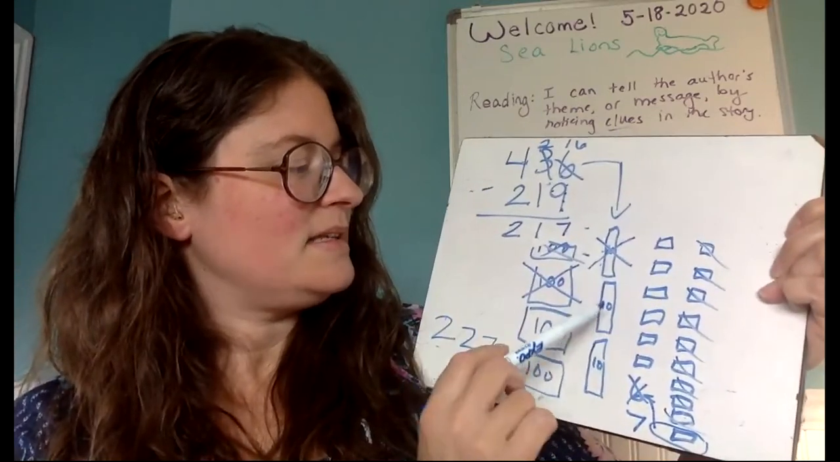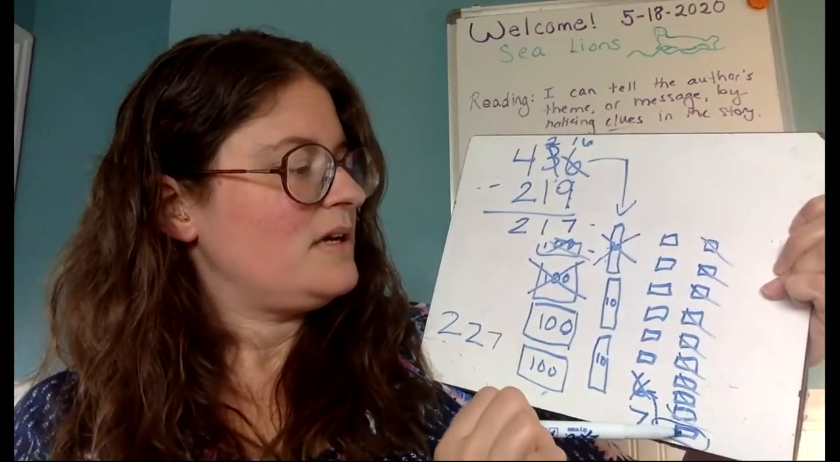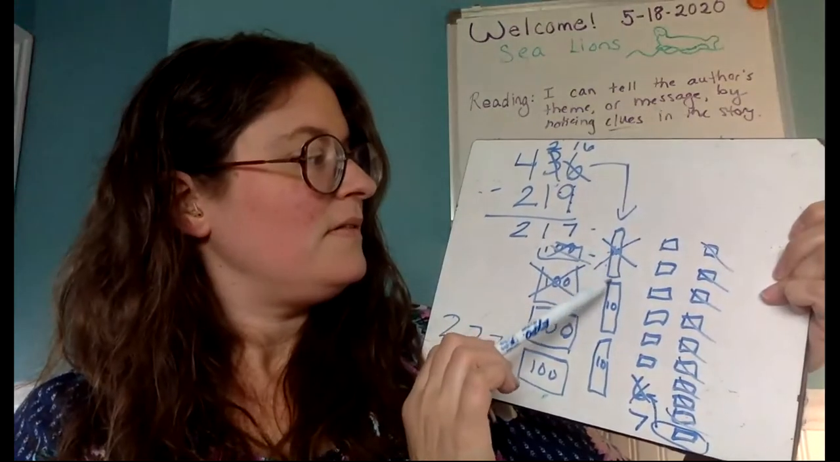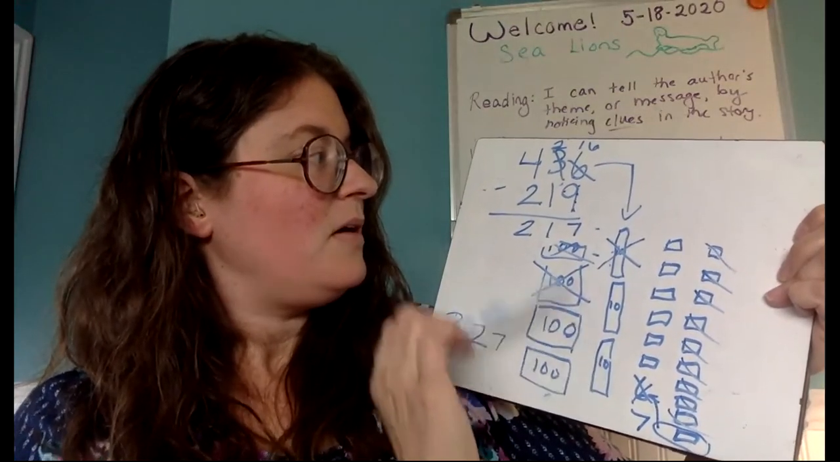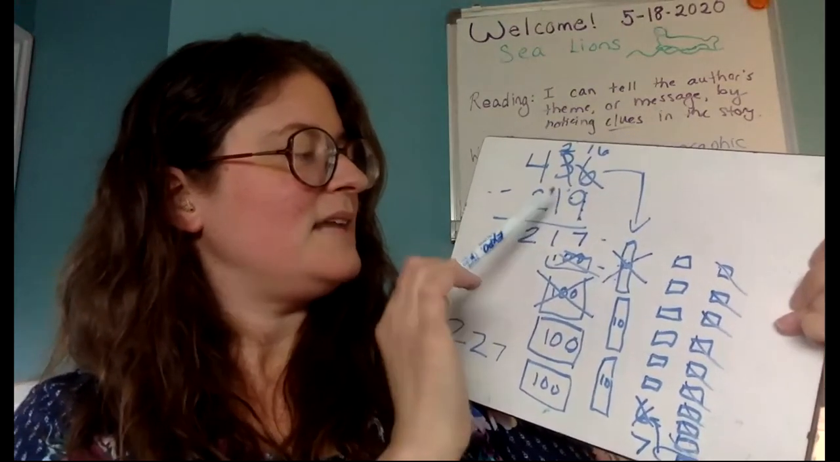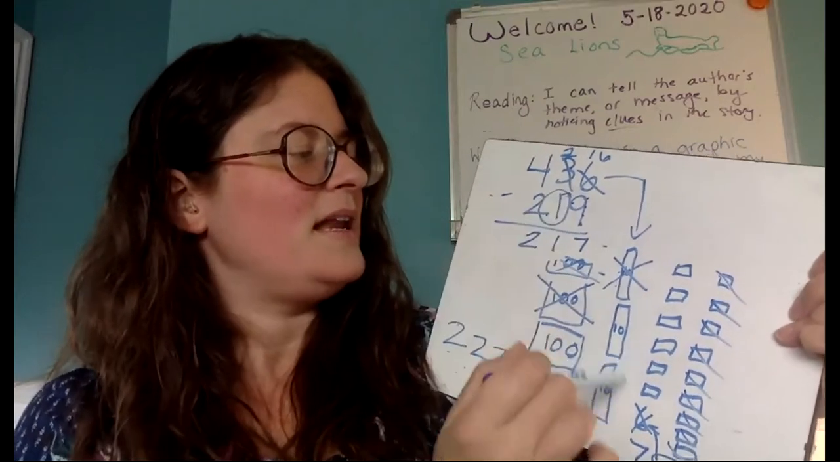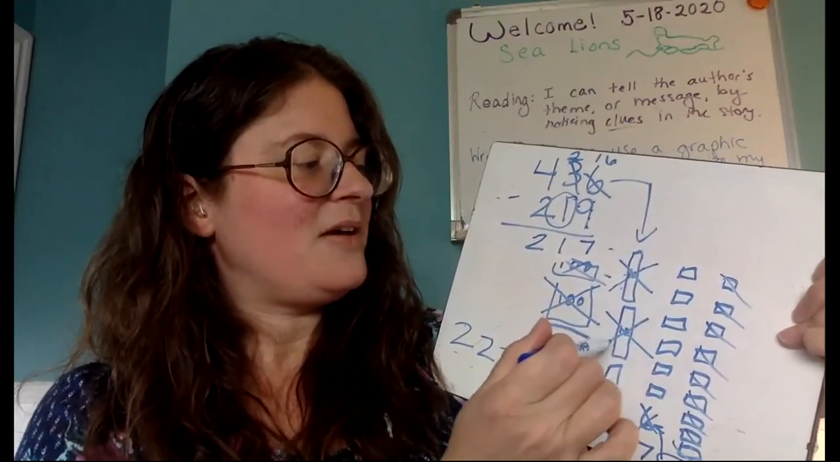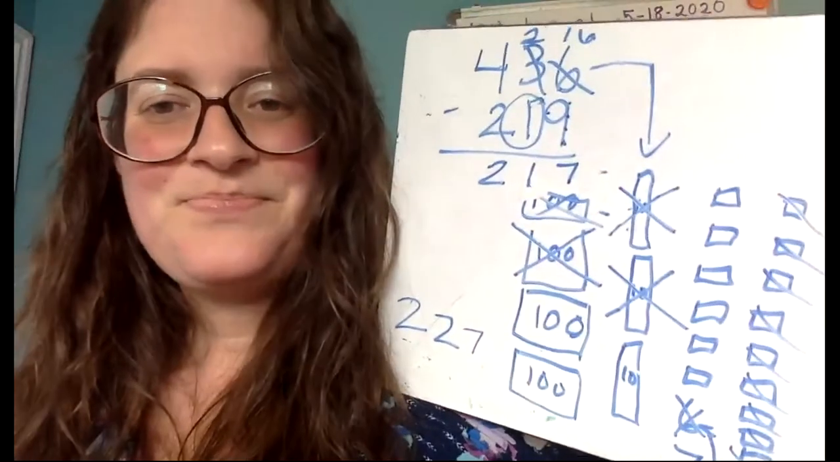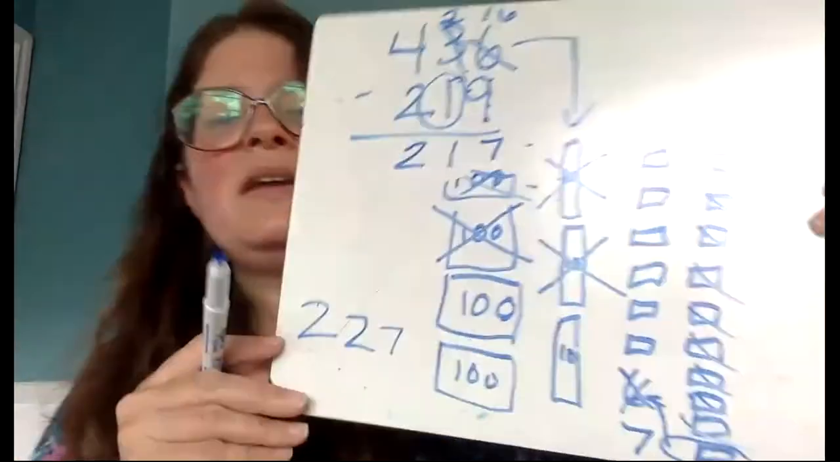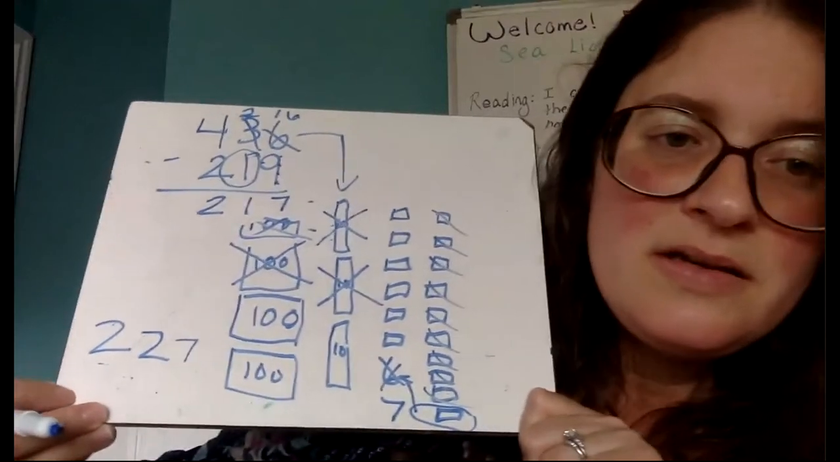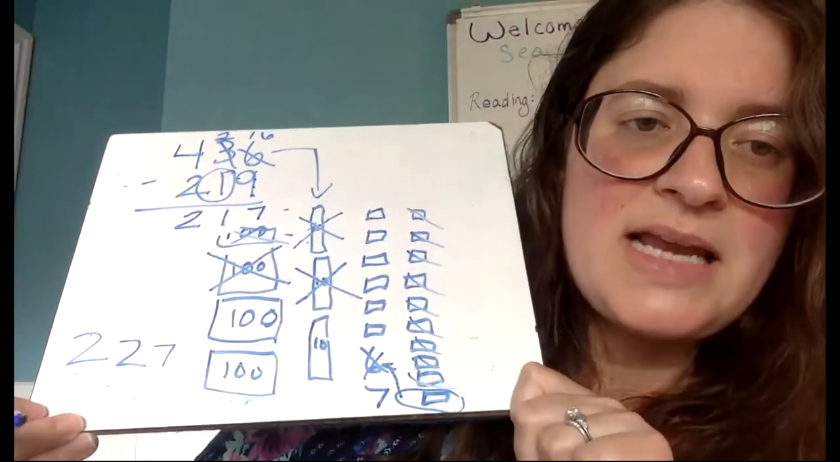I'll have to go back and see what I did when I regrouped. Oh, I forgot. When I was subtracting the 219, I forgot to subtract that 1. I regrouped, but then I didn't take away that group of 10. So that's why I like to double check my work with 2 strategies.